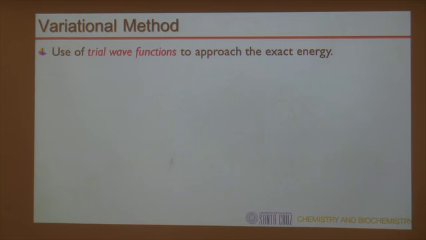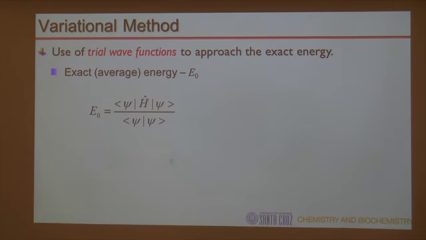For the variational method, the key idea is to use trial wave functions to approach the exact energy. Since we cannot explicitly solve the Schrodinger equation, we cannot get the exact energy. But we can use a trial wave function, substitute it in, and solve for an approximate energy. Let's say the exact ground state energy, the true one, the real one, is E naught, evaluated by this expression.